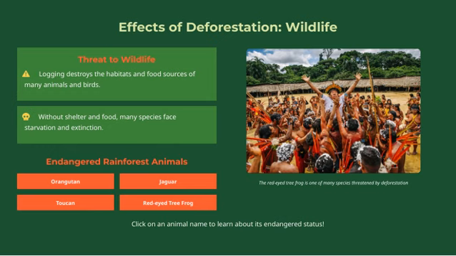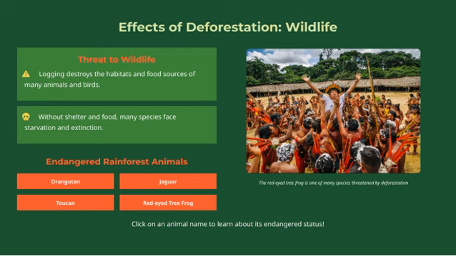Now, there are several rainforest animals that are currently endangered because of this. For example, the orangutan, jaguar, toucan, and the red-eyed tree frog. The red-eyed tree frog, in particular, is a great example of a species threatened by habitat loss. If you're curious, you can click on each animal's name to learn more about its specific endangered status. This highlights just how urgent the issue is and why protecting these creatures is so vital to preserving the rainforest ecosystem as a whole.